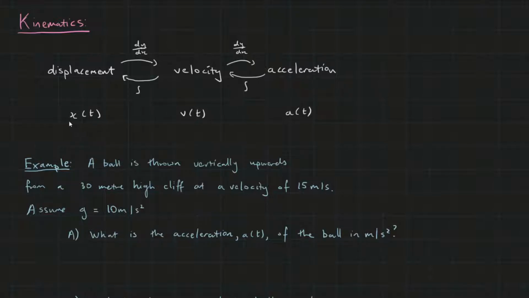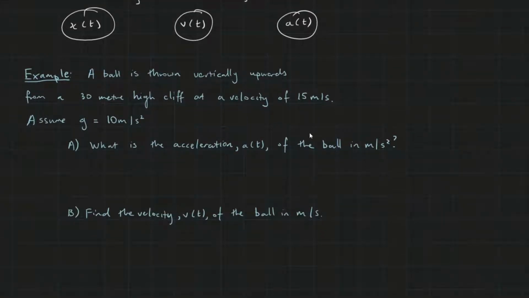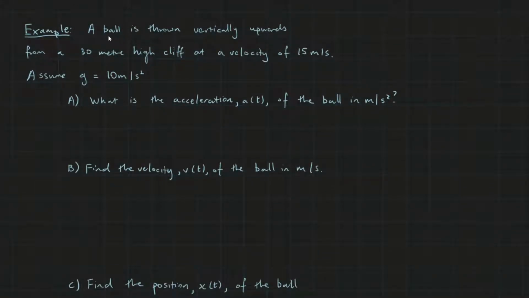Now displacement is represented by x of t, velocity is represented by v of t, and acceleration is represented by a of t. Let's jump into a quick example to see how these are applied. In this example, a ball is thrown vertically upwards from a 30-meter high cliff at a velocity of 15 meters per second. And we're asked to assume that gravity is equal to 10 meters per second squared.